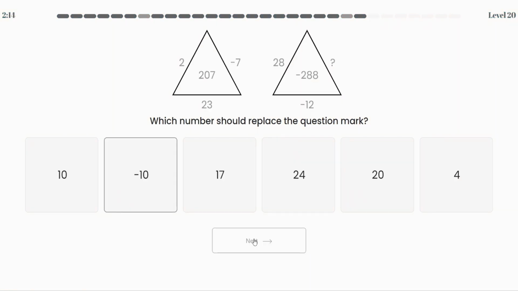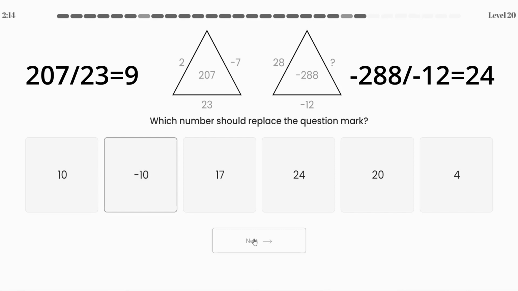Looking back at this problem, it was actually quite easy. So first I took 207, divided it by 23 to get 9. And I realized that 2 minus minus 7 is equal to 9. So to get the number in the middle of the triangle, we take the top left minus the top right and then multiply it by the number under the triangle. To solve this puzzle, I took minus 288, divided it by minus 12 to get 24. 28 minus 24 is 4. So 4 is the correct answer. Answer number 6 is correct.